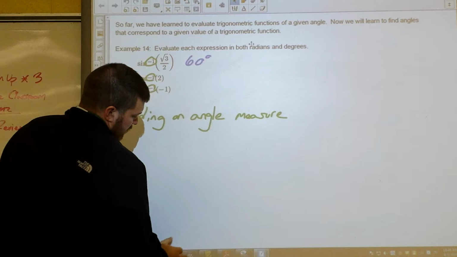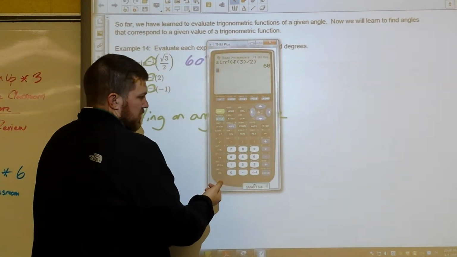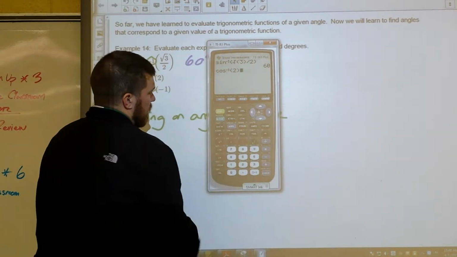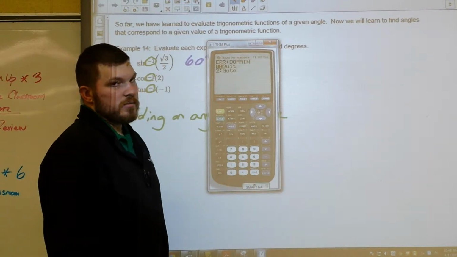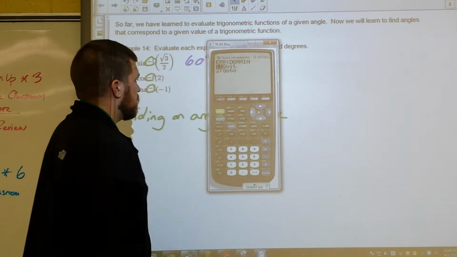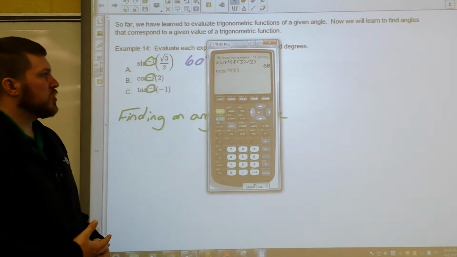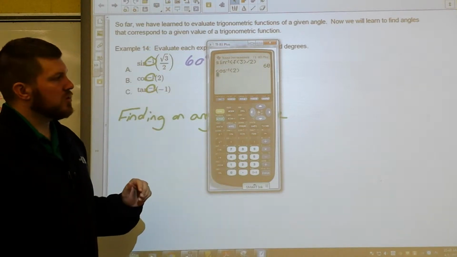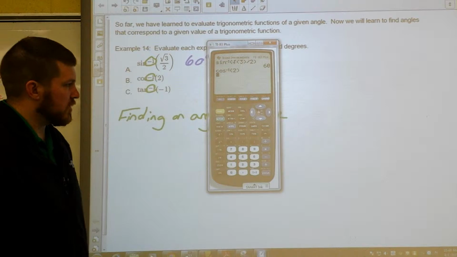Let's do part B in degrees. So I'm doing the inverse cosine. So to get there, I'm saying second cosine of 2, enter, and it says error domain. Okay, so I'm just going to quit. Inverse cosine of 2 is an error on the calculator. I'm going to come back to that one in just a minute because it can be done. Even though the calculator doesn't like it, there's a reason why. We'll talk about it in just a minute.